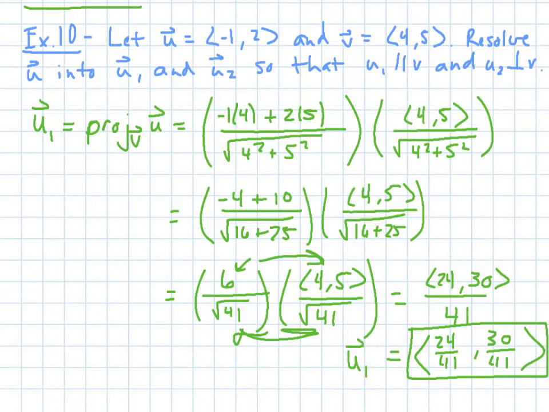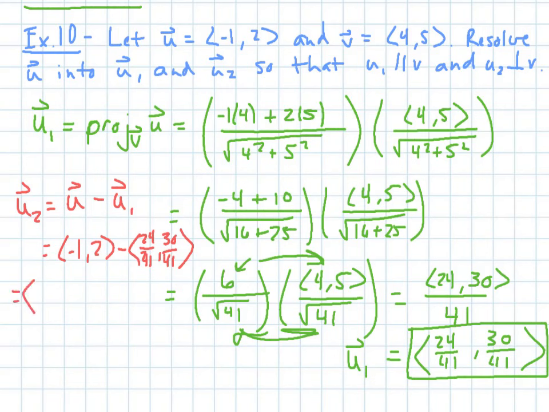Now you need to find the other vector, but like I said, the other vector is a little easier to find. Let's go with a different color here. I want to subtract: my original vector minus u sub 1. So now, -1, comma 2, minus 24 over 41, and 30 over 41. Remember I got to change those. So -1 would be -41 over 41, and 2 would be 82 over 41.